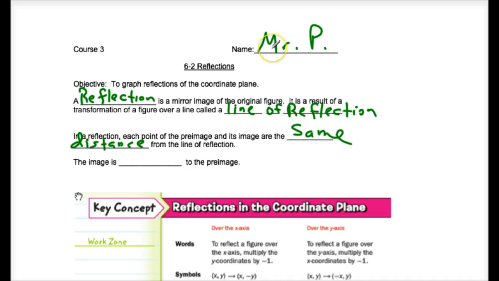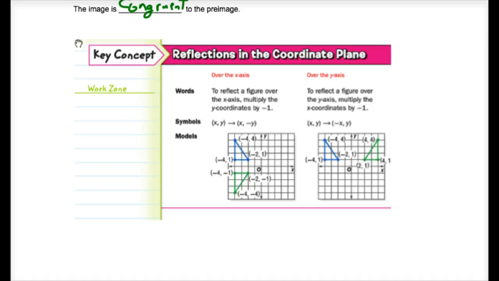Okay? And then the image you make compared to its pre-image, are they the same size and shape? Yes. What's that word? Congruent. Very good. The image is congruent to the pre-image. So we're not going to enlarge or shrink down an image yet. That's called a dilation. We're going to do that eventually. Here's the deal. You're going to reflect things either over the x-axis or over the y-axis. So we'll tell you in the problem.